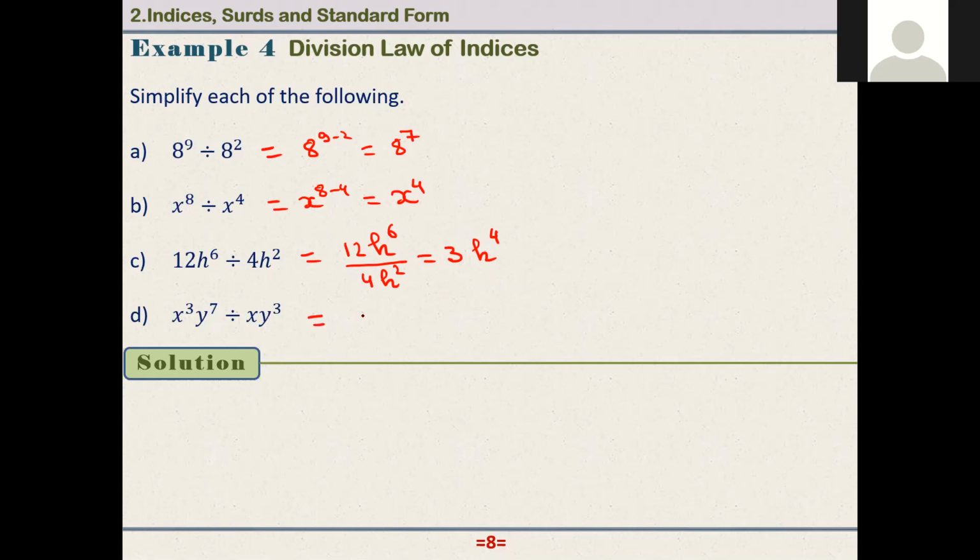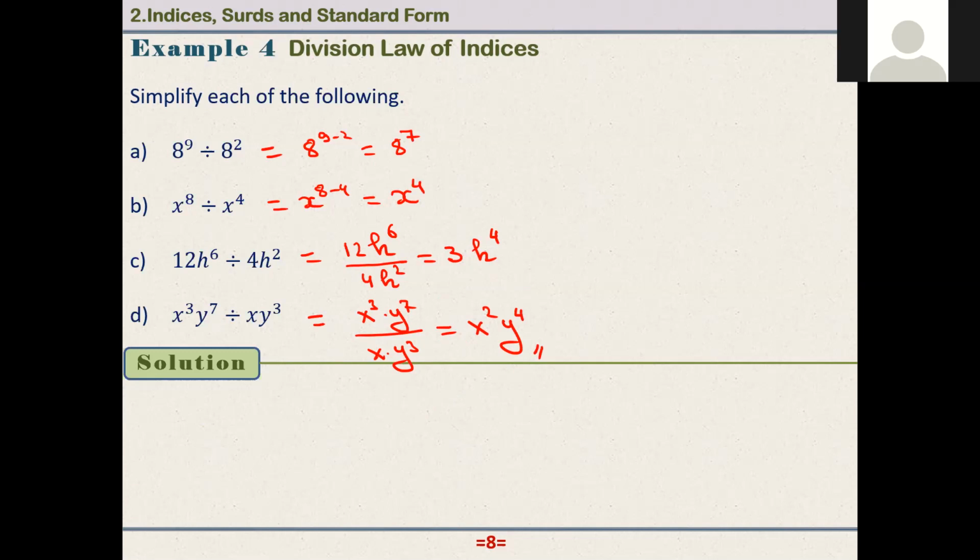How about here? x cubed times y to the power 7 over x times y cubed. So here we have all are multiplied, so we can just cancel out the common factors. x cubed is divided by x, that is x squared times y, 7 minus 3, that's equal to 4.